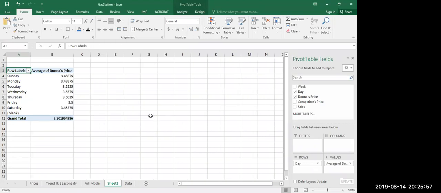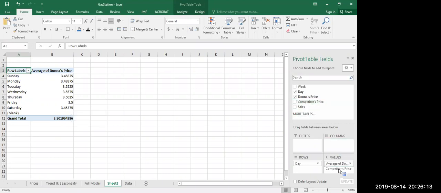And so if I do this, it'll show you on Sundays, she charges about $3.45, a little bit more on Monday, way more on Tuesday and Wednesday, a little lower on Thursday. Thursday and Friday are equivalent, and then the prices seem to come down on Saturday. Now, I want to see if our competitor's doing the same thing.